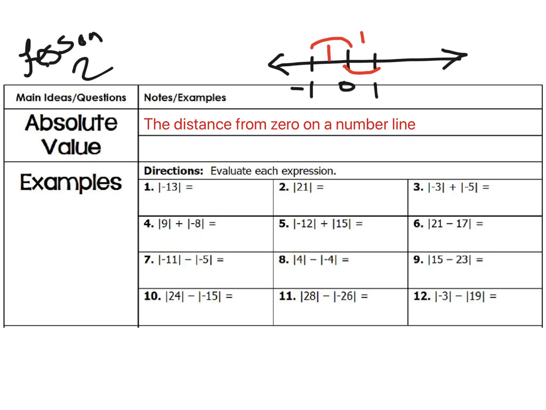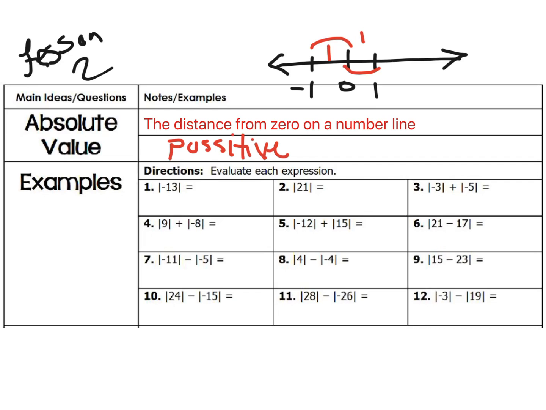So absolute value is always going to be a positive result because it's distance. And you can't really walk a negative distance. You can't go for a negative mile long run. So positive, okay, is what you want to keep in mind. So let's look at our examples.